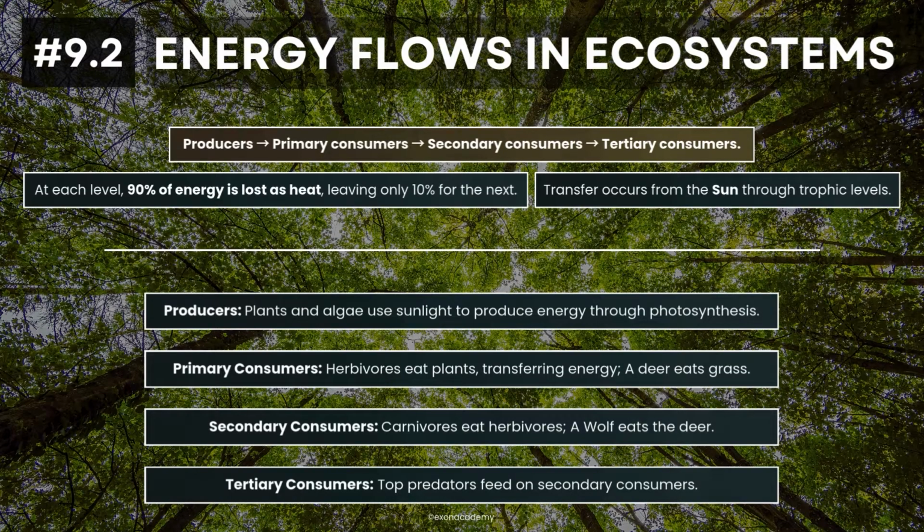Then comes secondary consumers. Carnivores eat herbivores. An example of this is a wolf eating the deer who ate grass. And then comes tertiary consumers, which are top predators that feed on secondary consumers. At each trophic level, 90% of the energy is lost as heat, leaving only 10% for the next level. This limits the number of trophic levels in an ecosystem.